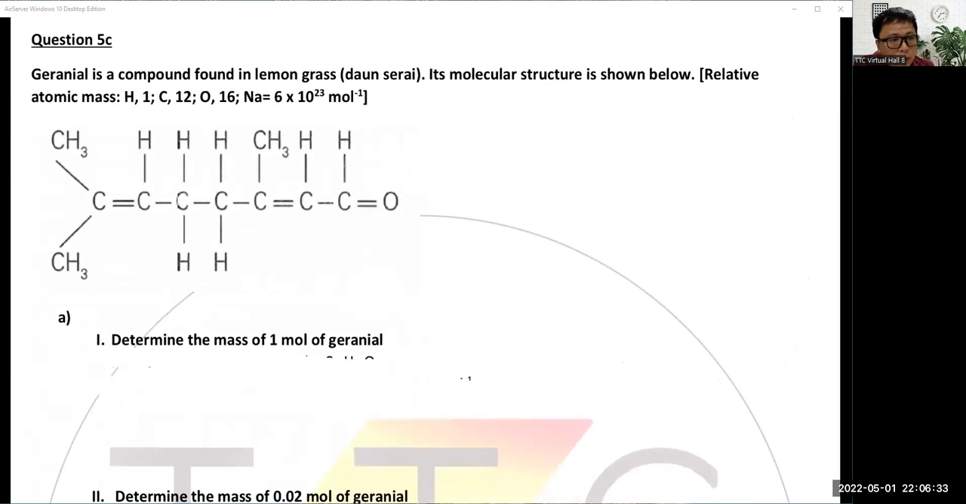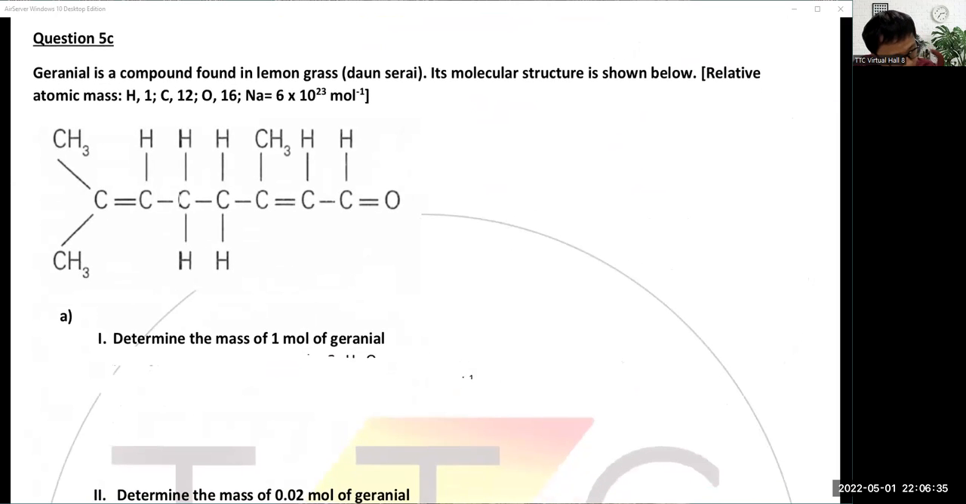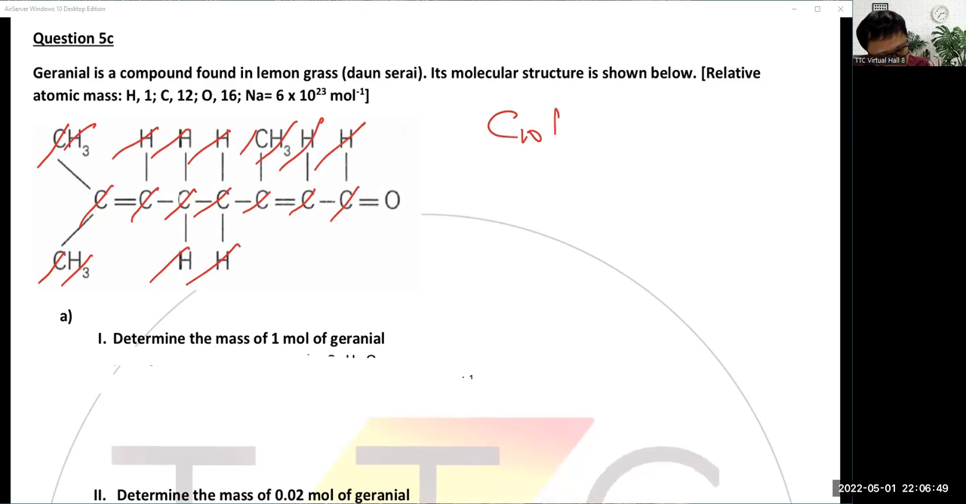And it's the same thing, you do the calculation. 1, 2, 3, 4, 5, 6, 7, 8, 9, 10. Then 1, 2, 3, 6, 7, 8, 9, 10, 11, 12, 13, 14, 16, 17. And then 1 oxygen.